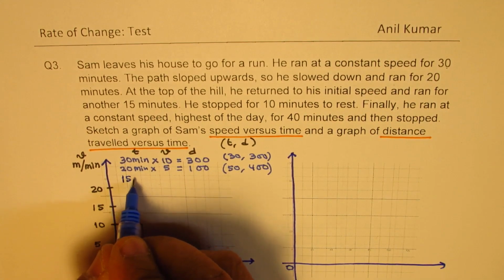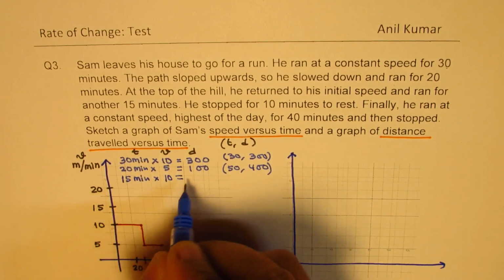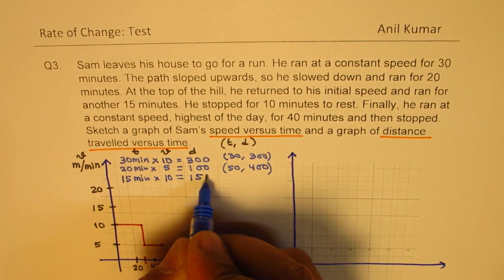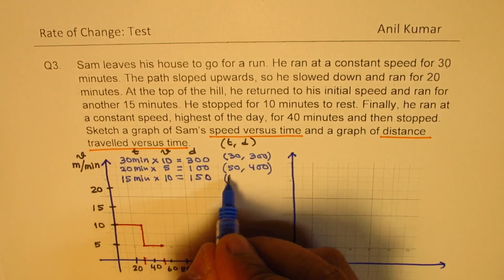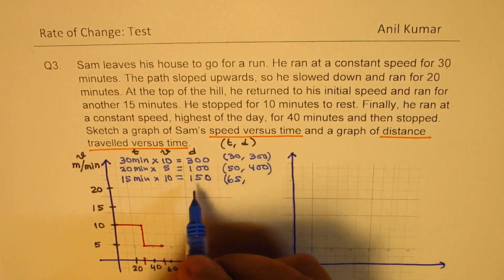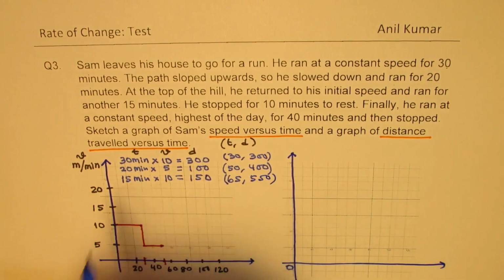Okay. At the top of the hill, he returned to his initial speed and ran for 15 minutes. Then for 15 minutes, initial speed is 10. So we're going to multiply this. We got 150 as the distance covered. So time is 15 more. So we can say 65, and distance is 150 more, so 550.